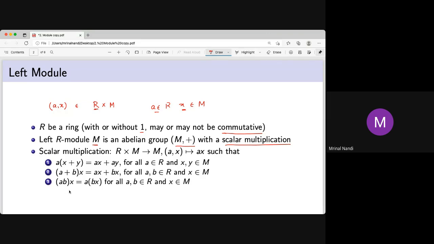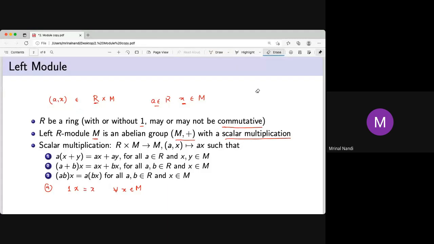Now some authors take a fourth condition: if one is there, then 1 times x is x for all x. Some authors take this fourth condition, who assume that one is there. In our lecture we take that one may not be there. If one is there, then it is called a unitary ring, and in that unitary module, sorry, 1 times x is x.